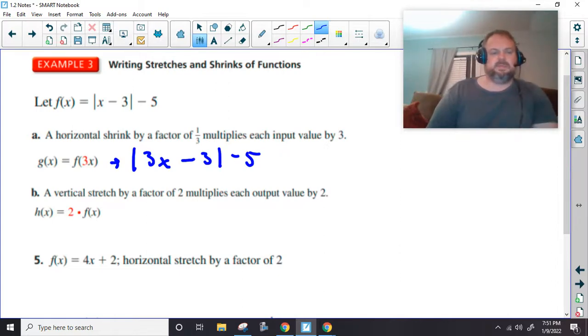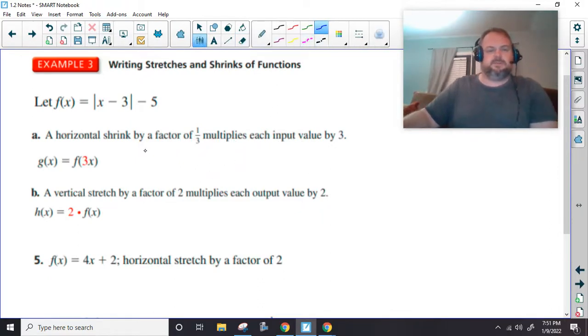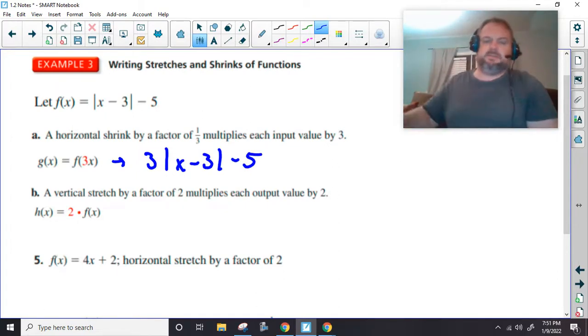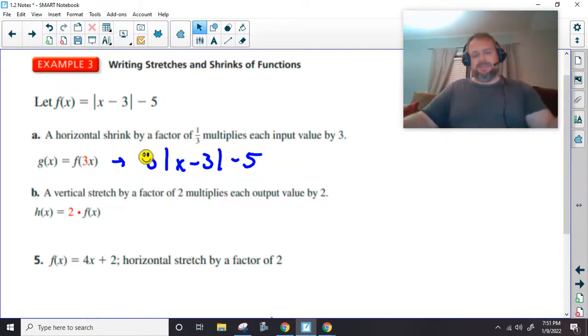To me, it would make more sense to put the 3 on the outside, which, you know what? We're going to say it's this. Horizontal shrink is the same thing as a vertical stretch. So we're going to say 3 times this. Let's see what it's going to do. It's going to distribute this, so this is going to be like 3x minus 9. They're going to want you to factor out a 3, and then it's going to be right here.